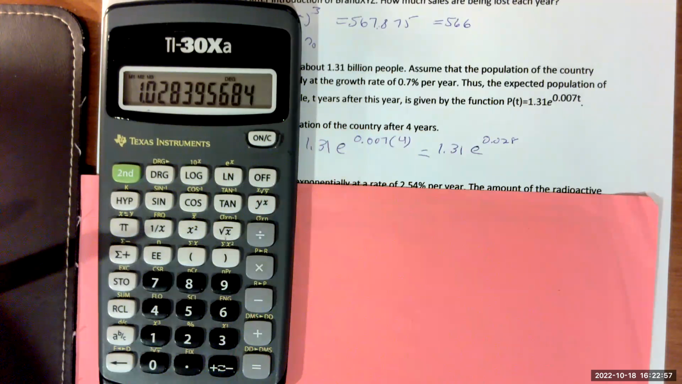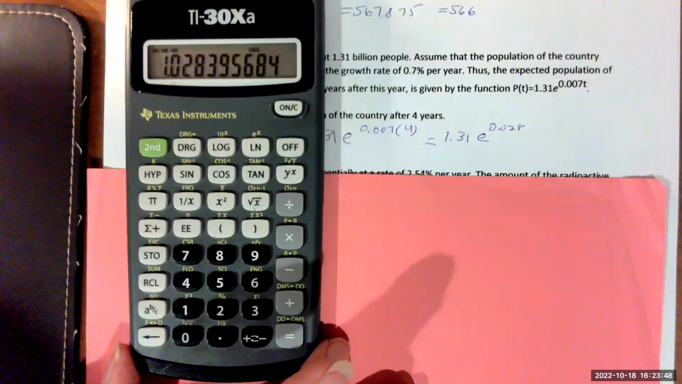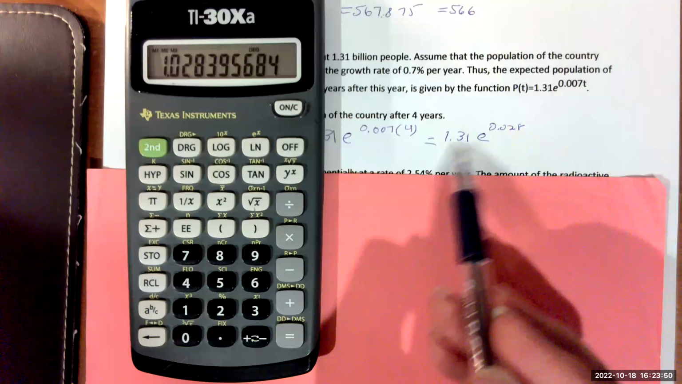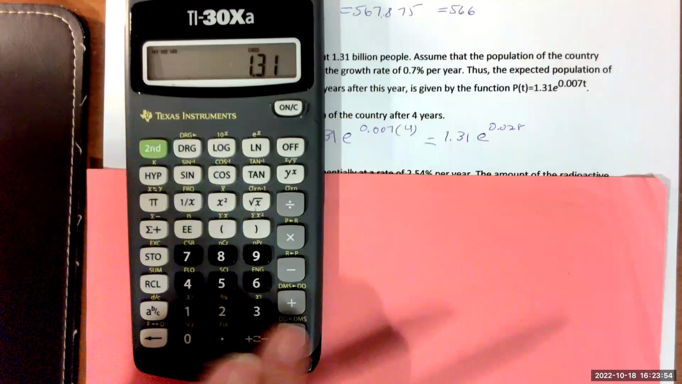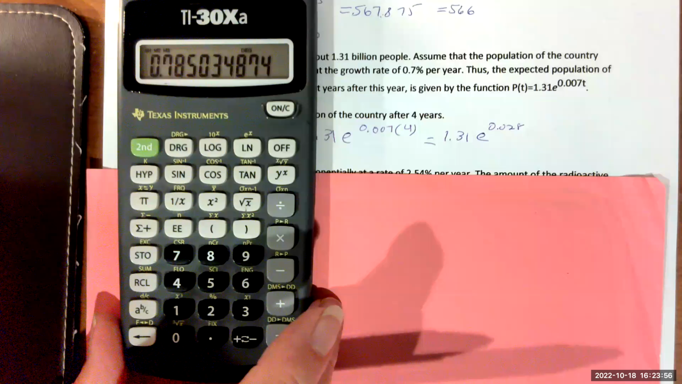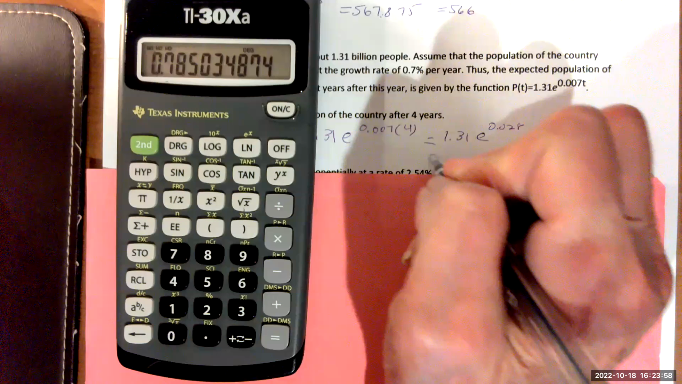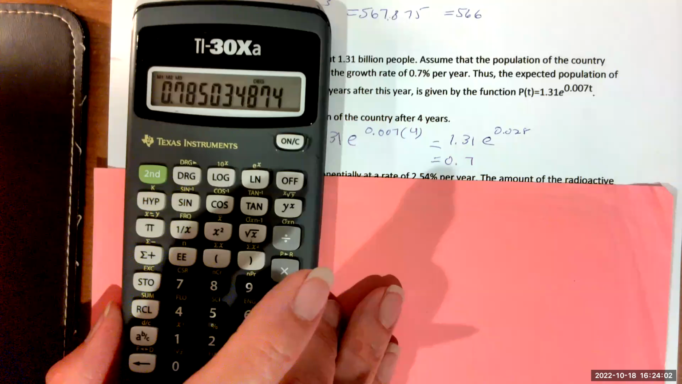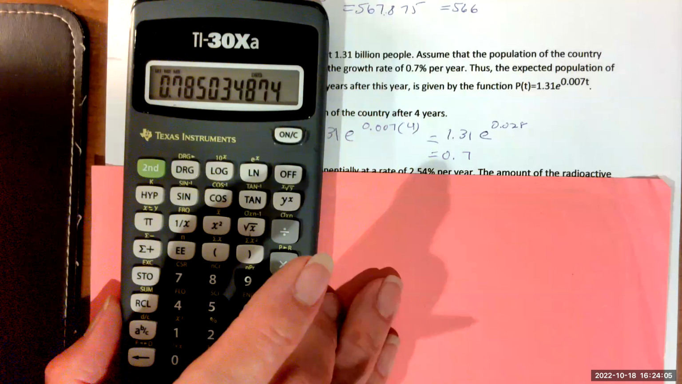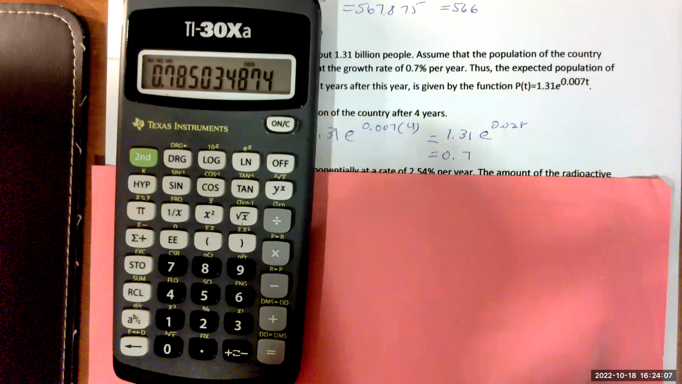Let me stop for a minute just to make sure. Oh, I did it again. Okay, hold on just a second. Okay, and so now I've simplified this part here, and then I'm going to multiply by 1.31, and I get an answer of 0.785.